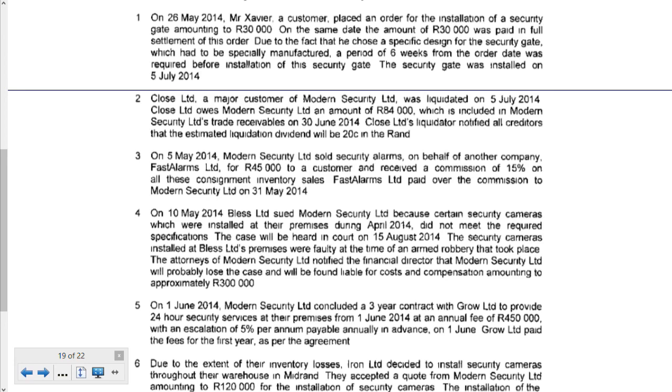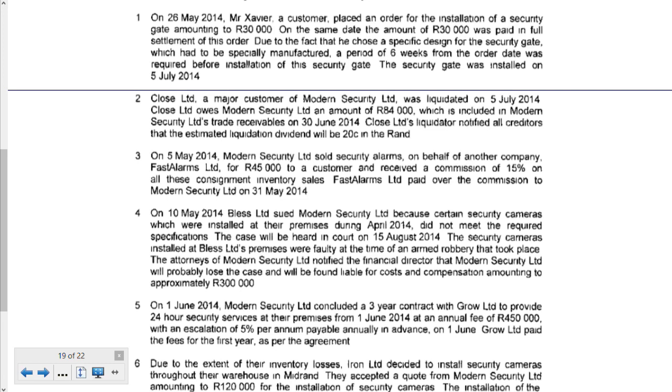The attorneys have notified the director that it's probable that we will lose the case and we will be found liable for costs and compensation of 300,000 Rand. So it is a liability. Do you agree? There is a present obligation, and there's just uncertainty about the amount that we will have to pay, but it looks like the attorney is saying we will lose the case, isn't it? So there is a liability.